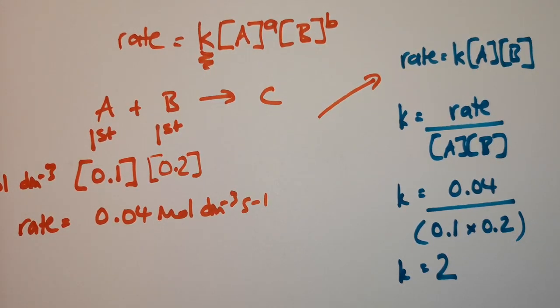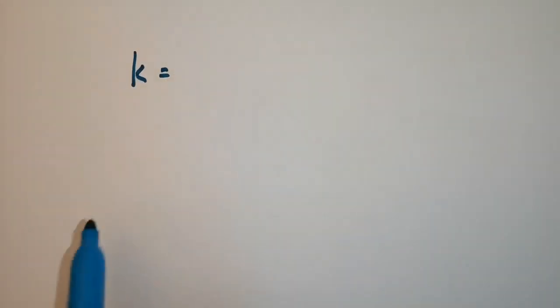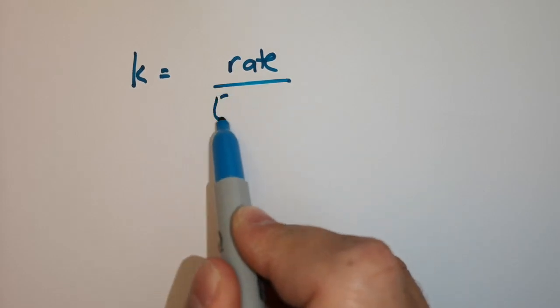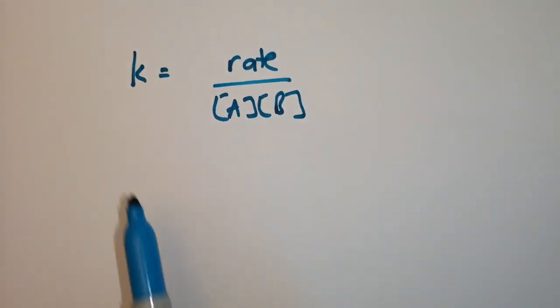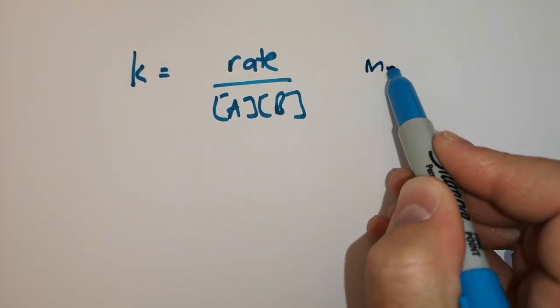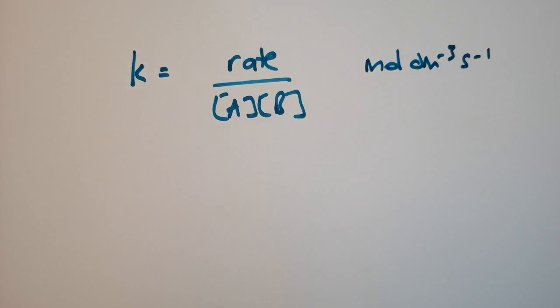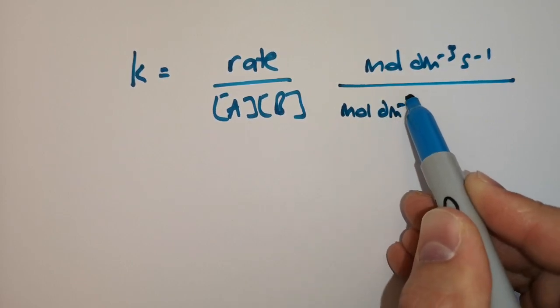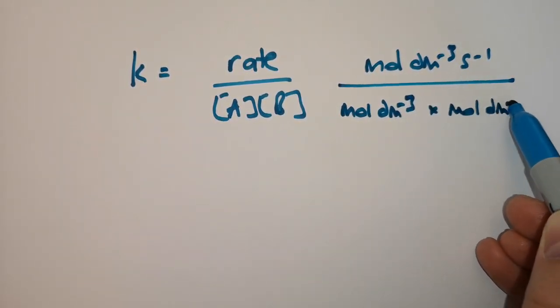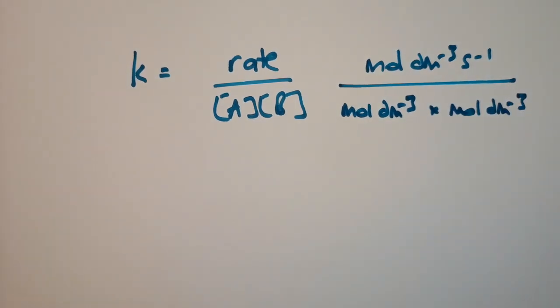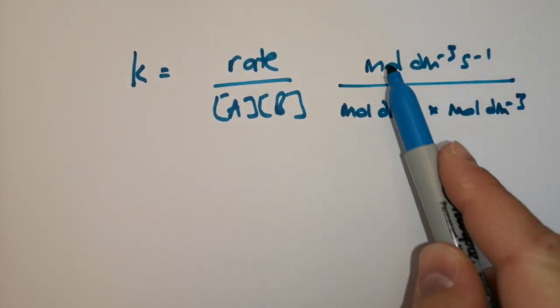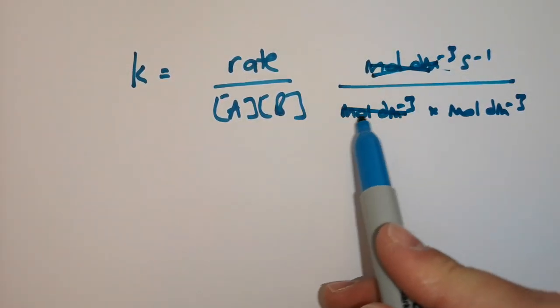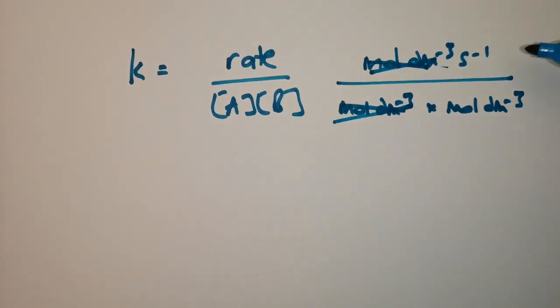What we now need to look at is how we work out the units of this. So let's start on a new fresh piece of paper and try and work out the units. If k is rate over A, B, then we can think about the units of each of these things. The unit of rate is moles per decimeter cubed per second. And the units of the concentrations are moles per decimeter cubed, so moles per decimeter cubed times moles per decimeter cubed. What we should be able to see here is that one mole per decimeter cubed from the top and one from the bottom can cancel each other out, leaving just these two.